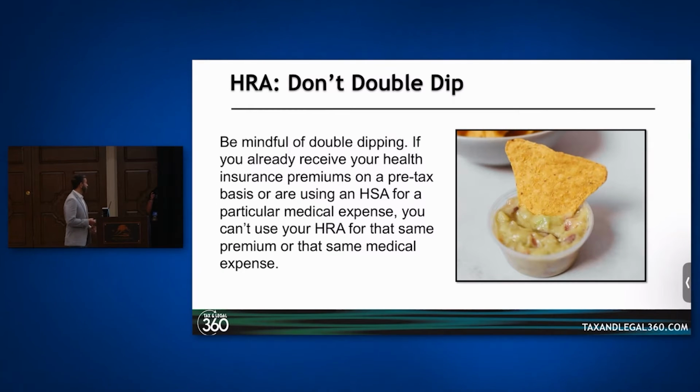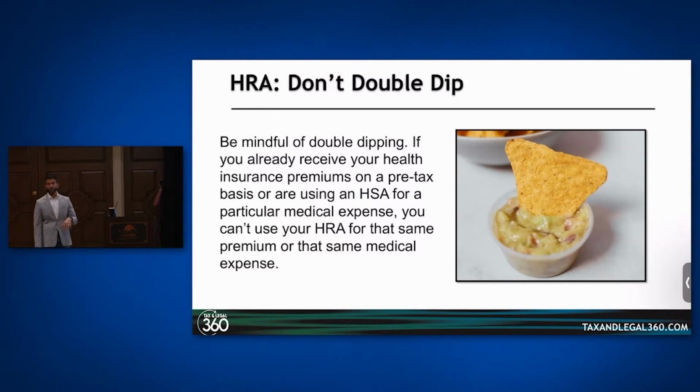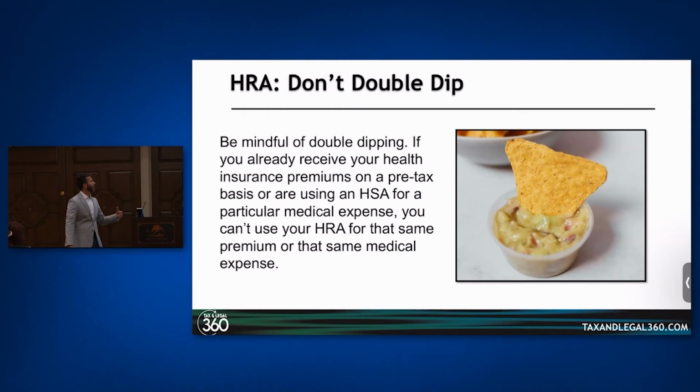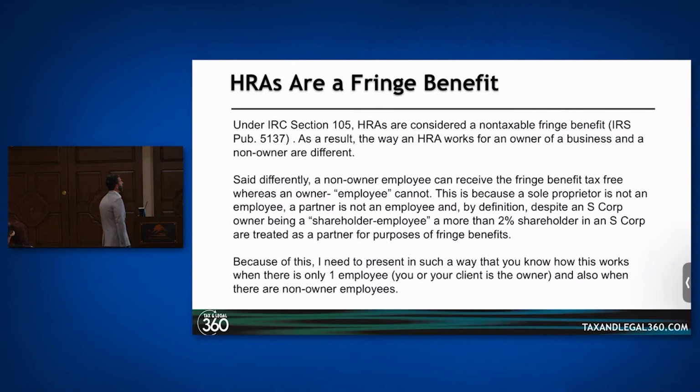If you already receive your health insurance premiums on a pre-tax basis, or are using an HSA for a particular medical expense, you can't use your HRA for that same premium or that same medical expense. That makes sense, right? You can't get a double tax deduction, okay? To expand on that just a little bit more, let's say your spouse has health insurance offered through his or her employer. You're already getting those medical insurance premiums on a pre-tax basis, so you can't go and double dip and try to get reimbursed from your HRA for those same medical expenses. Okay, here's where things get a little hairy.